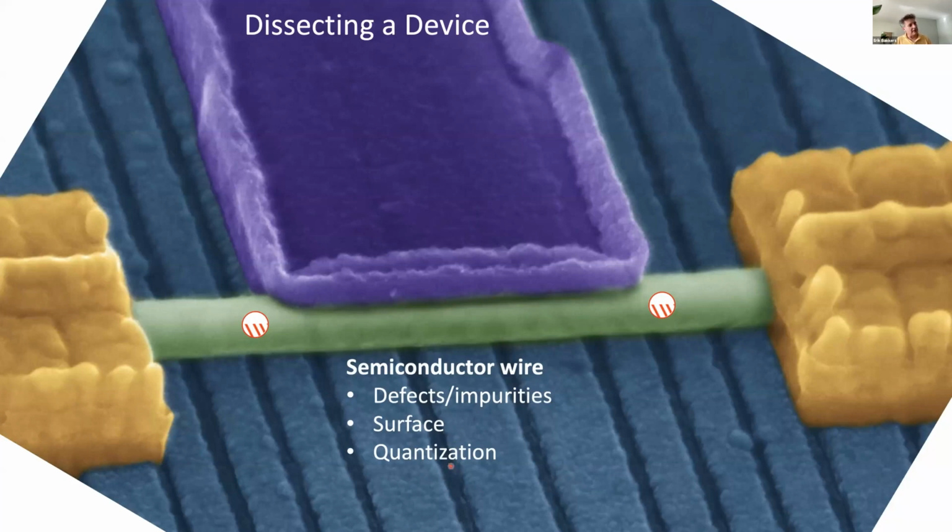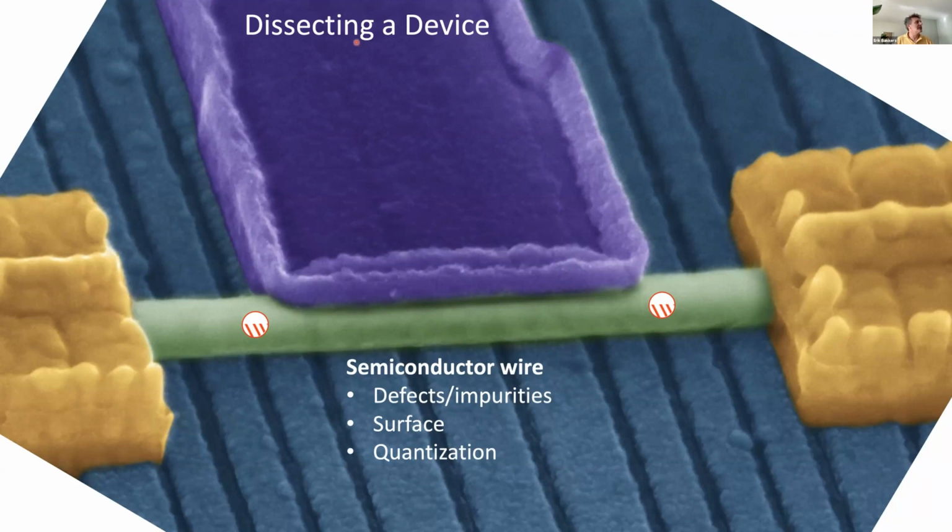And thirdly, this wire is a one-dimensional system where we have confinement in two directions. And if the diameter of the wire is not very constant, then the quantization energy may also vary along the length of the wire. And also these energy scales are quite substantial if you compare them to the topological gap. And so this is the semiconductor wire.